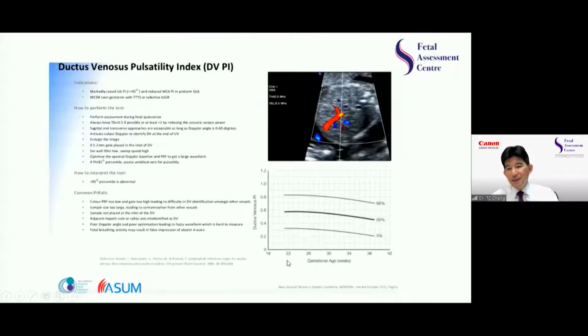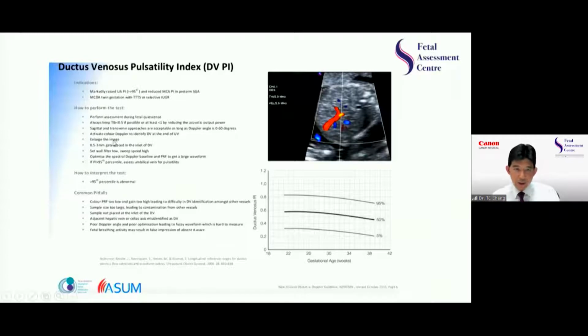Now we come to the second important Doppler waveform in early FGR, and that is the ductus venosus. And it's important, I think, to put this slide here because I think that you get the best data if you use your ultrasound correctly, so you follow the guidelines. These are excellent guidelines from the New Zealand Maternal Fetal Medicine Society and also endorsed by the ASIM.